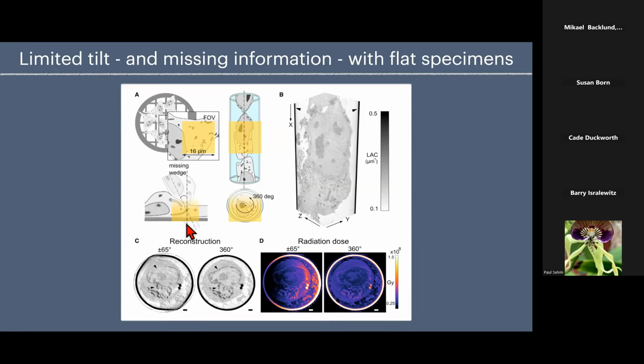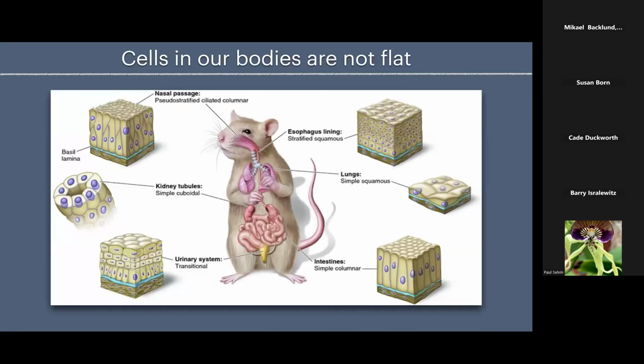You've got an X-ray microscope that can image up to 20 microns. Why not do it? This limits you to 5 microns thick using a flat specimen. So what do we do? And also cells in vivo in our bodies aren't really flat either. They don't grow on glass, they grow in tissue.